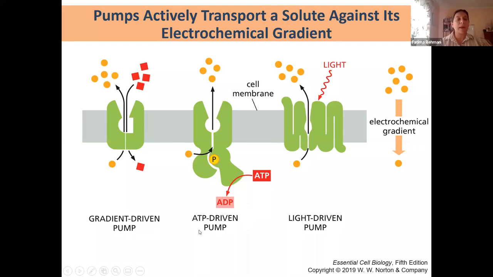A second way is by an ATP-driven pump, in which case the ATP is used to phosphorylate the transporter, which allows for its conformational change to allow the solute to get out against the concentration gradient. And the third one is the light-driven pump. This is usually seen in bacteria, in the case of bacteriorhodopsin, where light energy is used to change the conformation of that protein to allow for the movement of the solute outside the cell against the concentration gradient.